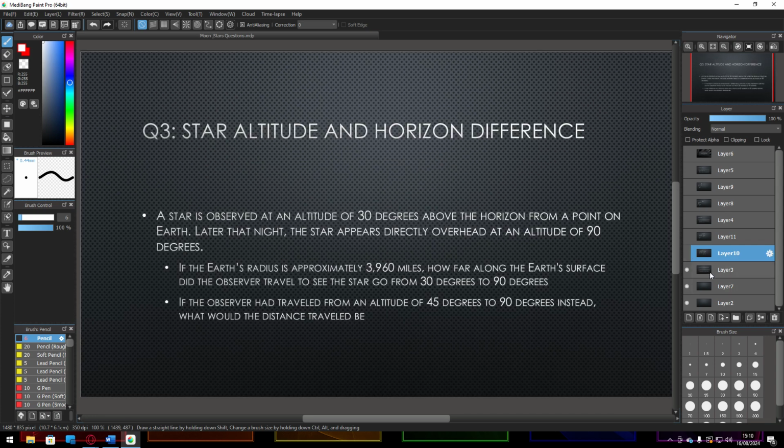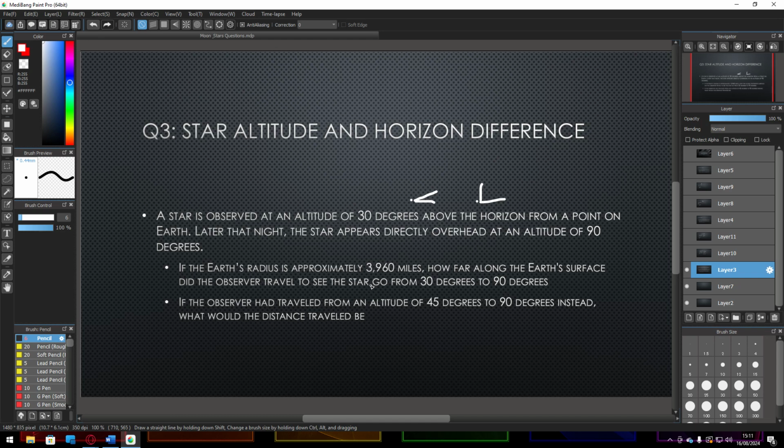And the third question is the star altitude and horizon difference between two different points. So the star is observed at an altitude of 30 degrees above the horizon from a point on Earth, and then later that night the star appears directly overhead at an altitude of 90 degrees. So we're just going from pretty much this type of viewing point from here to this, being directly underneath it. So yeah, that's what we're going to try to do.